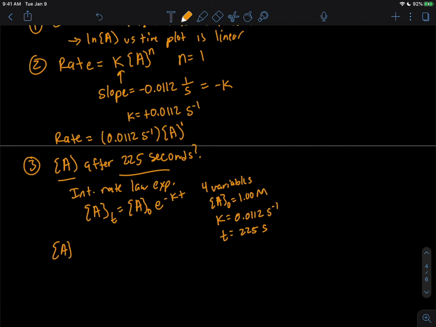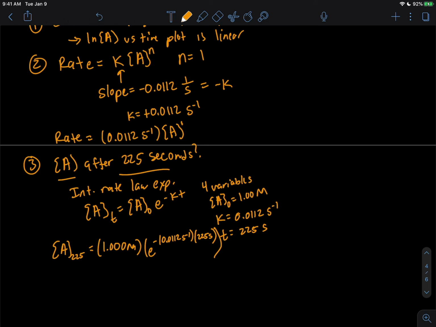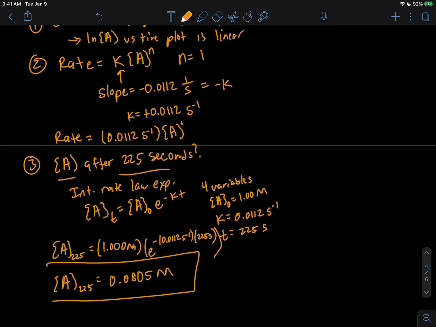So our concentration after 225 seconds is our original concentration, 1 molarity, times e to the negative 0.0112 inverse seconds times 225 seconds. We plug that into our calculator, and we get a concentration after 225 seconds of 0.0805 molarity. And so that's the concentration after 225 seconds.